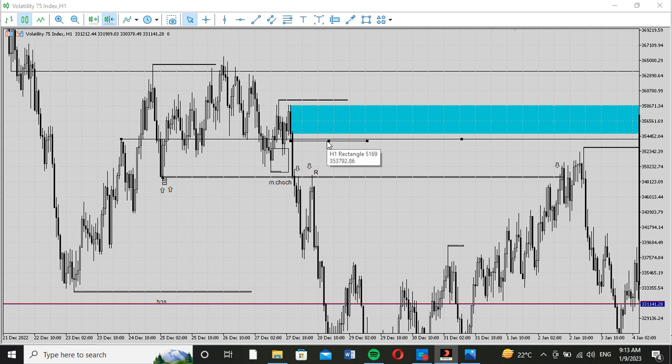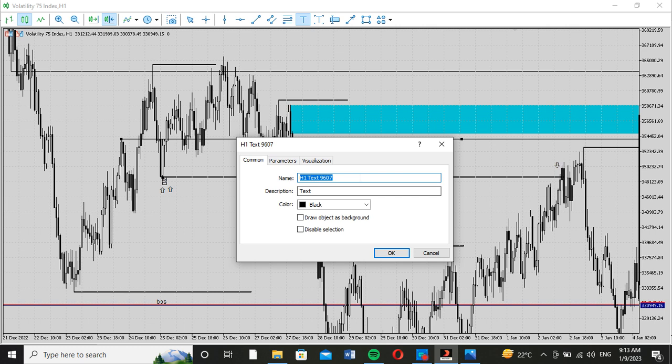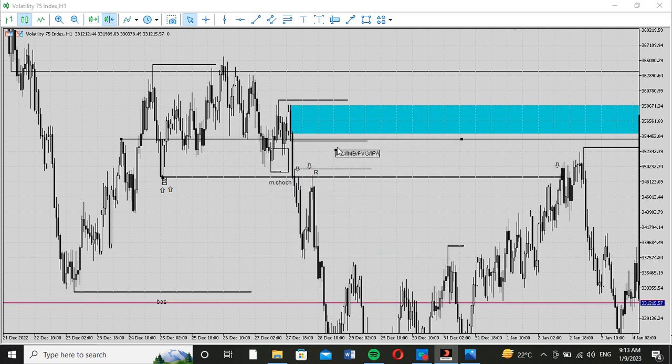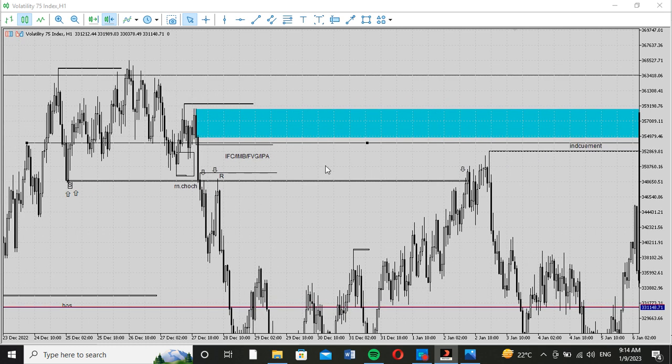mark this one, then I mark this one, and then I will say, all right, we have inefficiency. So I mark that inefficiency IFC, or you could call it imbalance IMB, or you could call it FVG. Most smart money traders also call it IPA, insufficient price action. So your confluence is your area of supply should have imbalance, right? The idea is that the algorithm will tend to play this to balance the price right there, so side imbalance, and then mitigate your area of supply for sell or area of demand for buys.